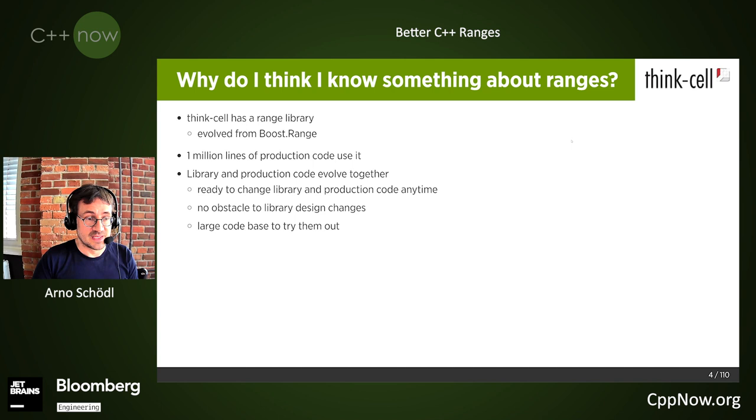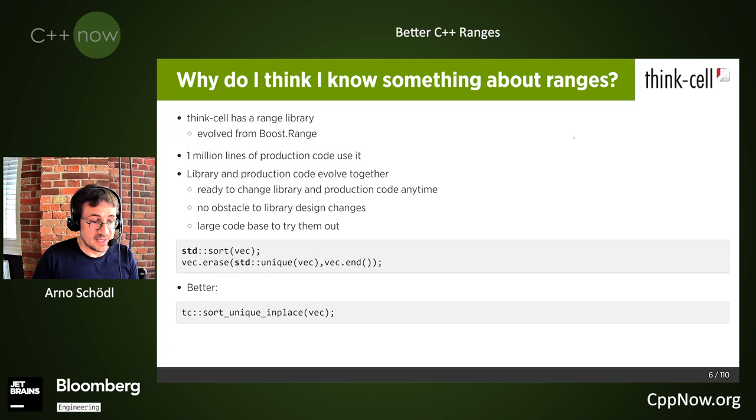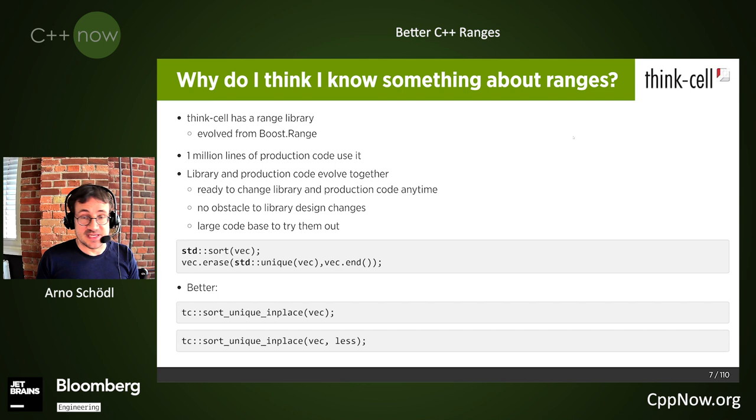Now, here is, again, my wrapping function, and we do have that in the library. The library is available on GitHub under ThinkCell. And so it's a good idea to write wrappers like that that solve these problems, so you have a consistent operator less and consistent operator equal. And of course, you can have the same with a predicate.